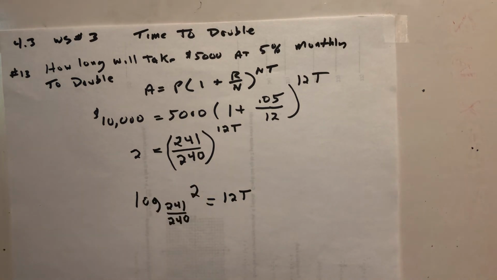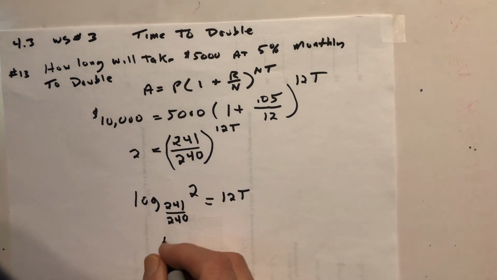So I'll type that in. Now it's easier to just type 241 divided by 240. That's easier than hitting the fraction. But if you hit the fraction button, that's okay. Let's see. 241 divided by 240. And then in the other box, I'm going to put a 2. I got 106 66.7.